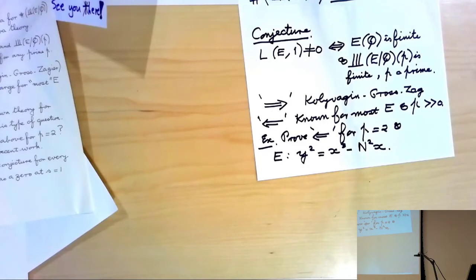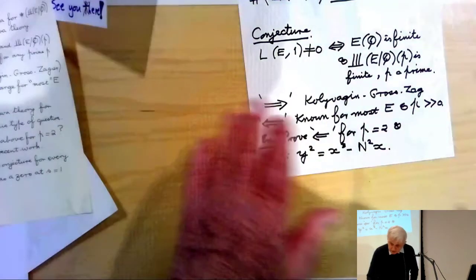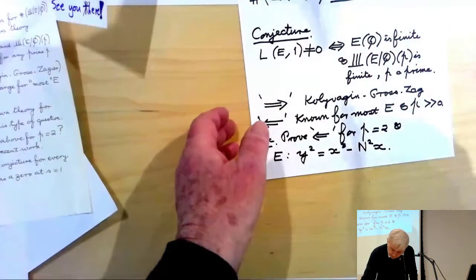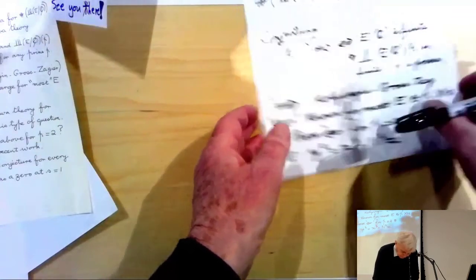And what Iwasawa theory is apparently saying is that if that is true for one prime p, then that will prove the L-function doesn't vanish, and therefore by the Coates-Wiles-Kolyvagin-Gross-Zagier theorem, that will prove that there are no infinitely divisible elements for every prime p. So there is something really deep going on here, and it's just an indication of how important Iwasawa theory is with this type of question.